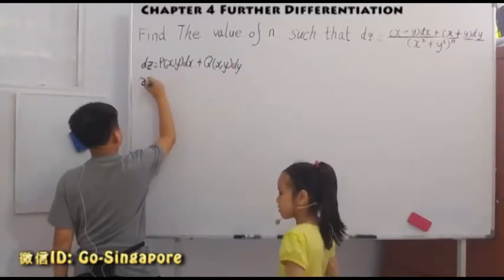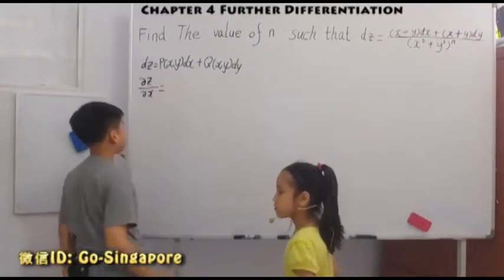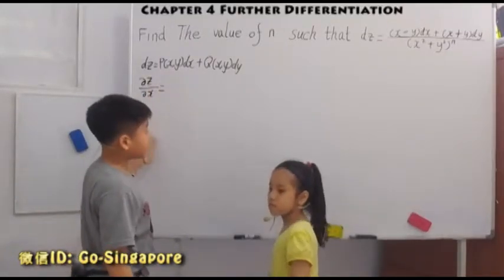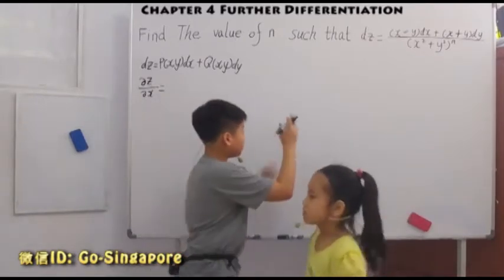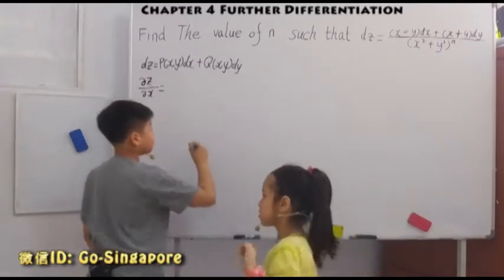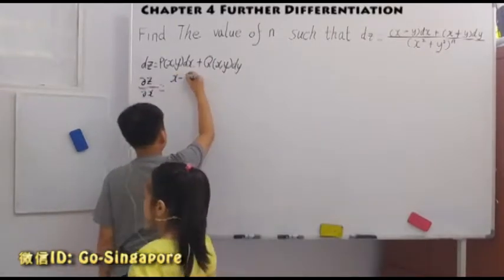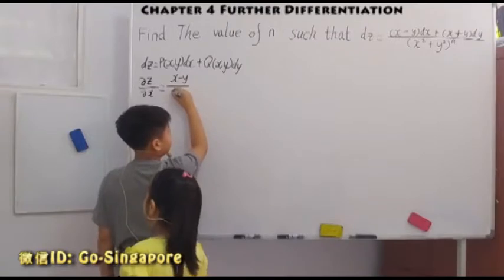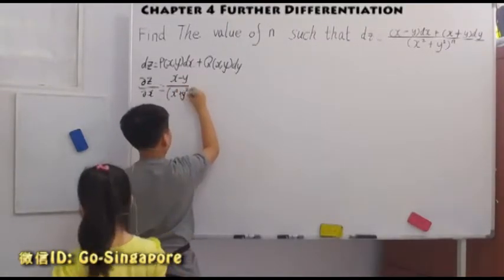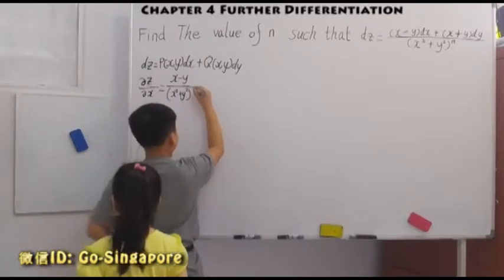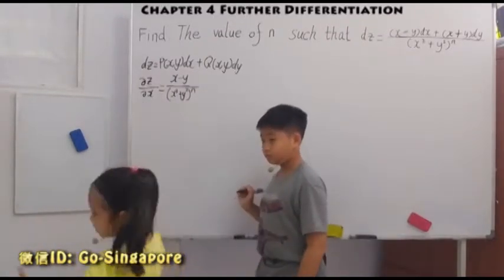First, we'll find partial z, partial x. We just look at dz. This is x minus y, over x squared plus y squared, bracket to the power of n. Okay. Is this correct? Correct.